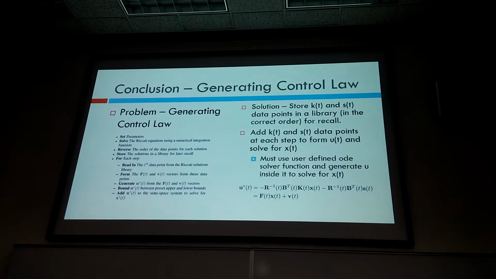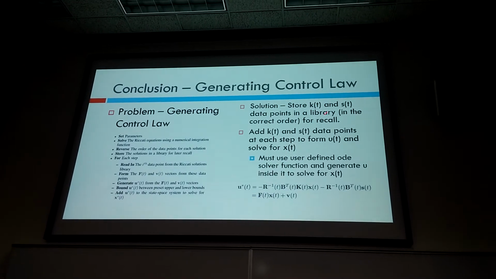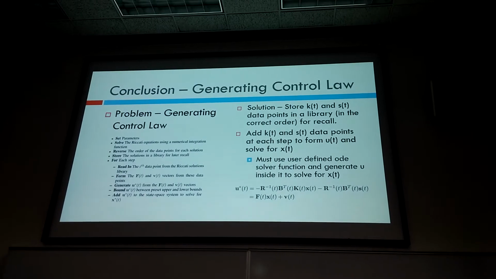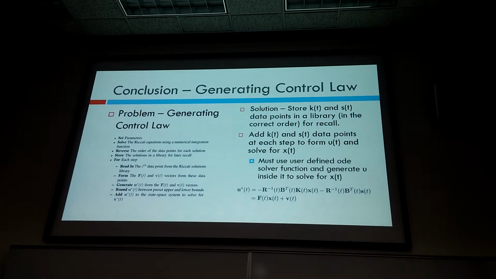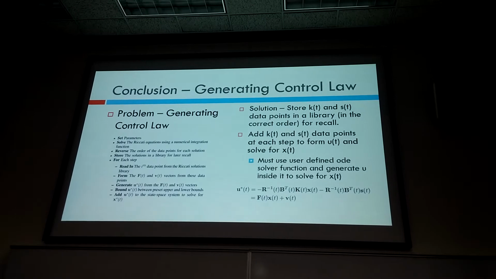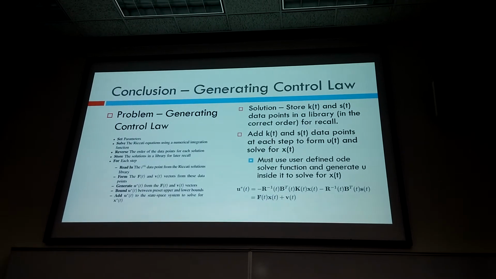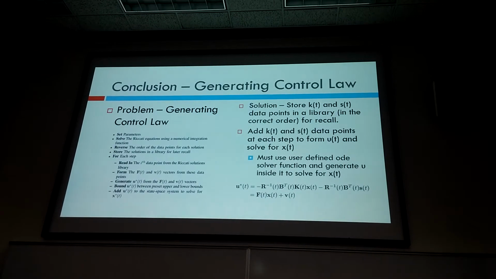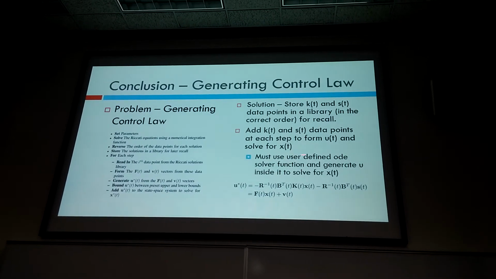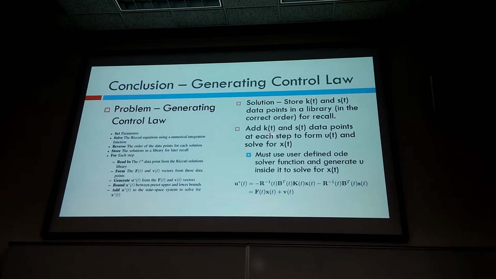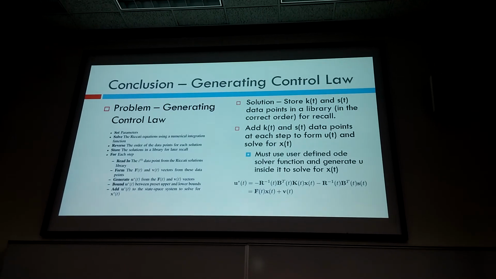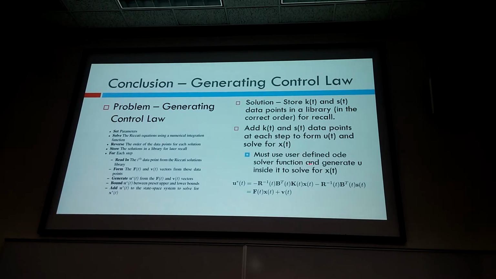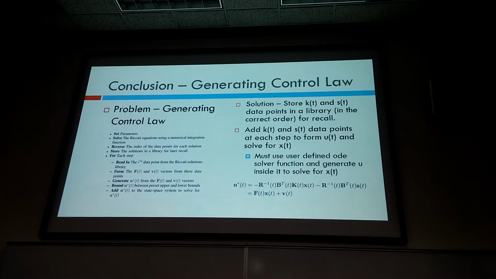So the solution to this is to store your K and S data points into a library in the correct order so that they can be recalled later. And then you recall them when you're doing the integration for the state space. So inside the integration itself, you're going to skim off a level of your K and S data points to form your K and S matrices. And then you'll be able to use that to form the control signal and add it to X to be numerically integrated.